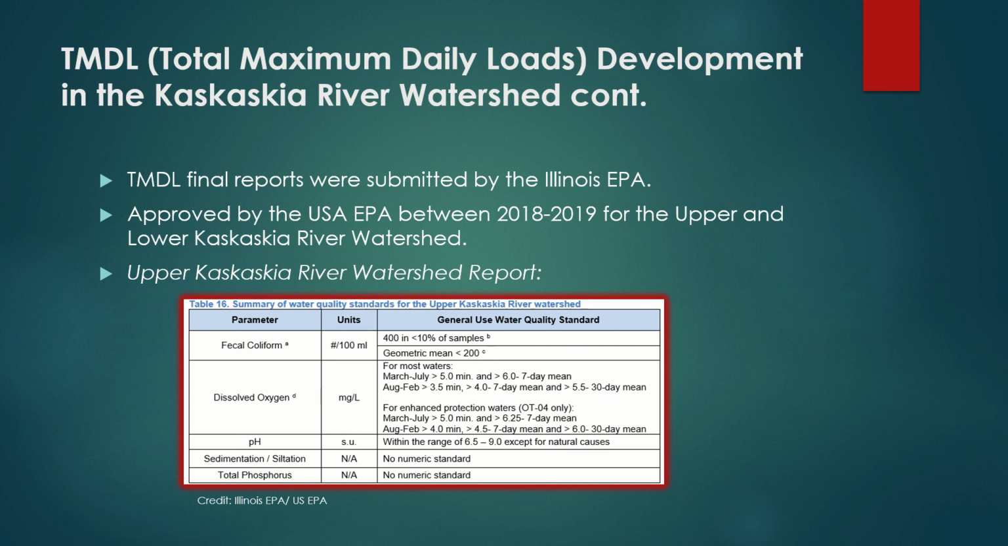And then the TMDL development in the Kaskaskia River watershed, the state of Illinois sent in final reports, which were approved by the EPA between 2018 and 2019 for the upper and lower Kaskaskia River watershed. So looking into the upper Kaskaskia River watershed, I just included that graphic there to show what the general use water quality standard guidelines are. So for fecal coliform, it shows you the different guidelines.